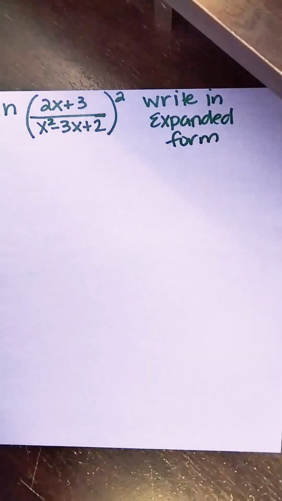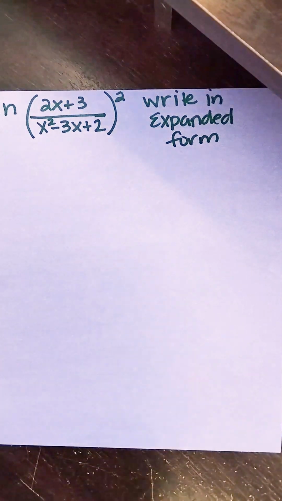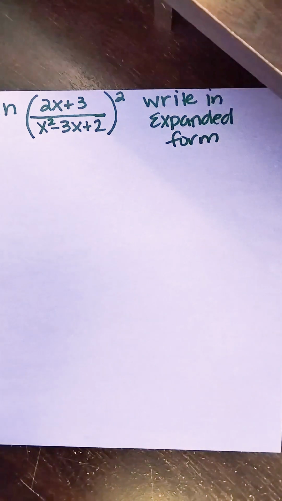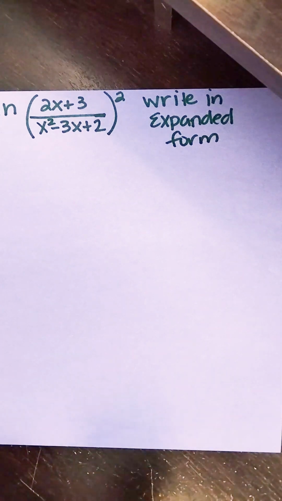Hello everyone, in this video I'm going to be writing this logarithmic expression in expanded form. So let's just go ahead and jump right into it. So I have the natural log of (2x plus 3 over x squared minus 3x plus 2) all squared.